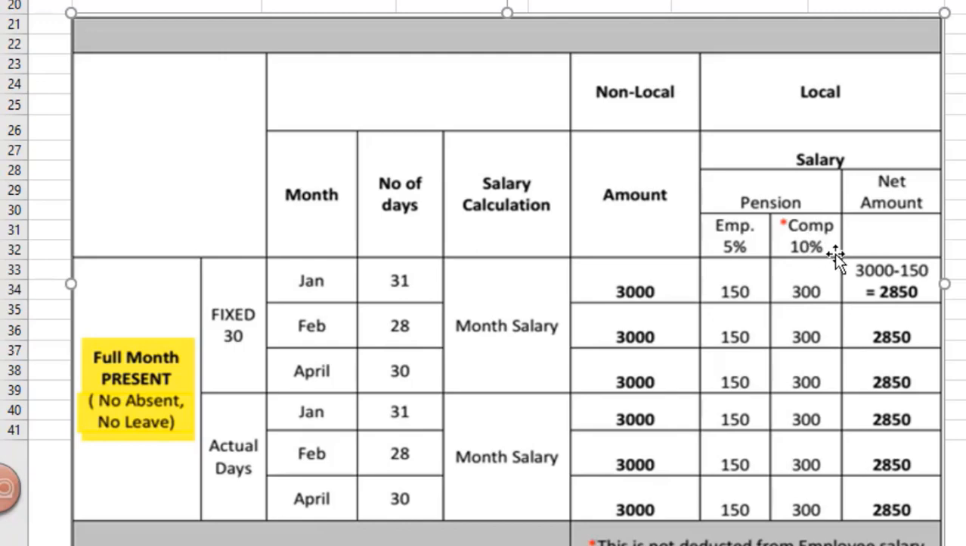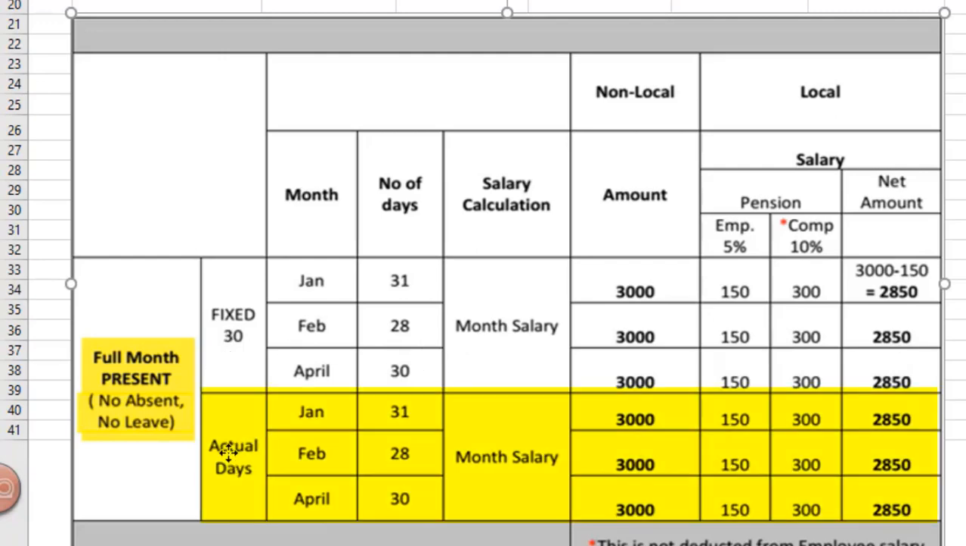Well, it has a different calculation from another place, which we will be covering later, but what we want here, our main focus and concern, is the employee pension, which will be deducted from the total salary, which is 3,000, which gives us 2,850 for all months equally, since we're talking about fixed 30 days.